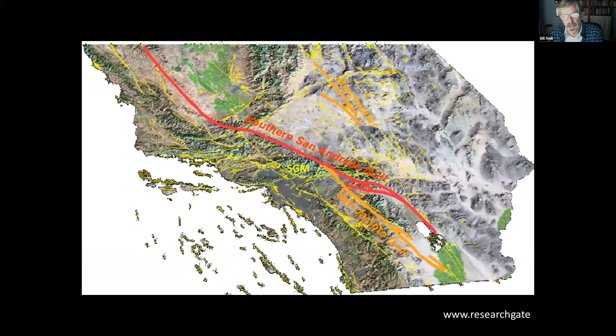Here's the fault map of Southern California entirely, showing the San Andreas in red, coming down along the west side of Central Valley, and then making this bend over to the Salton Sea. And that bend is creating compression that's creating the uplift of the San Bernardino Mountains and the San Gabriel Mountains. And then there are other faults.